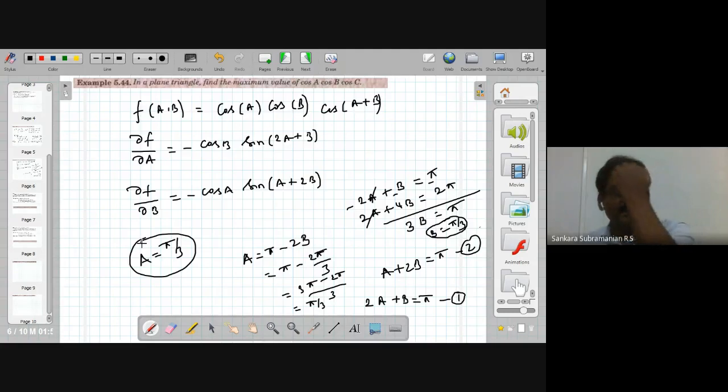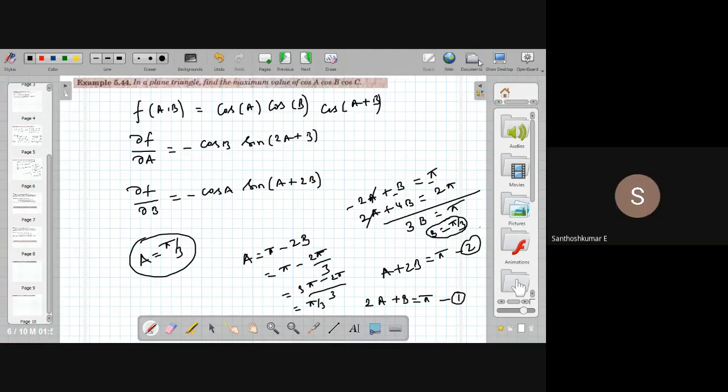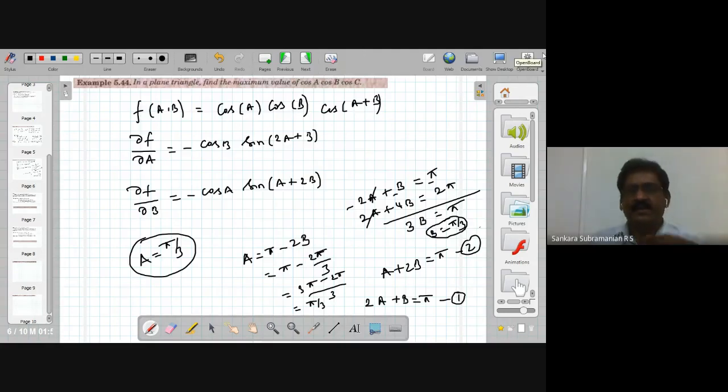Pi by 3 is how many degrees? 60. So A is pi by 3, B is pi by 3, then C is pi by 3, it is an equilateral triangle. We will see what the maximum value is there. You can see that later.